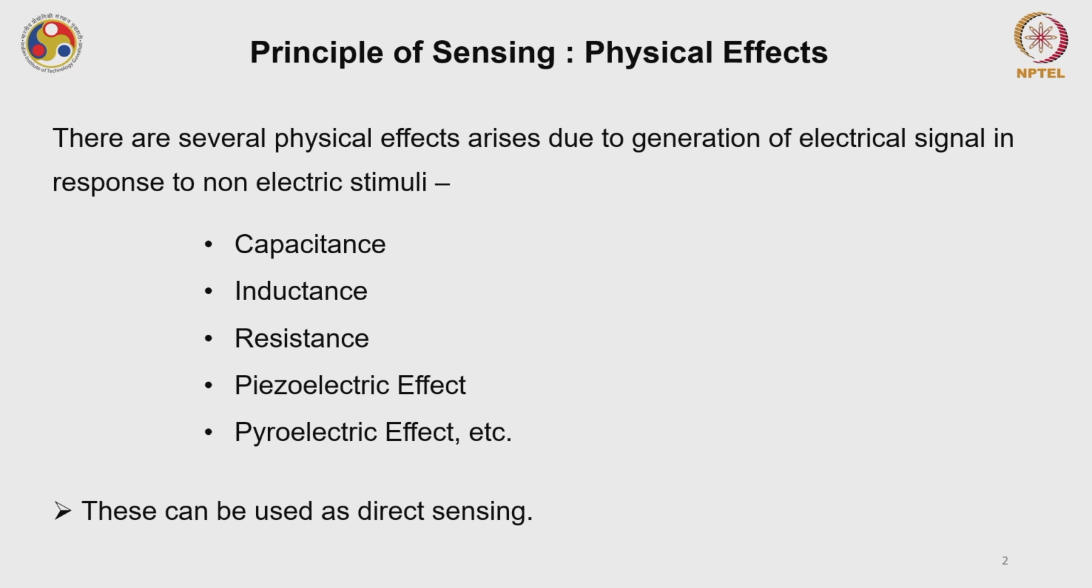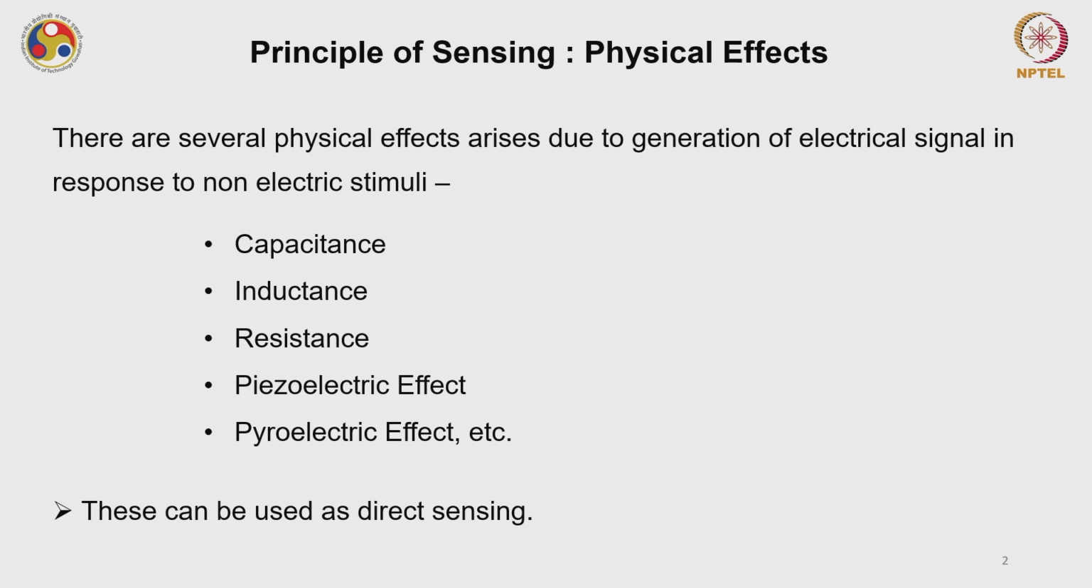In module 1 we have seen the definition of sensors, right? Something which converts non-electrical stimuli to some electrical output. There are various physical effects which can do this, so you can understand this as a principle of transduction also. Mostly we will be focusing on 5 different physical effects: capacitance, inductance, resistance, piezoelectric effect and pyroelectric effect.